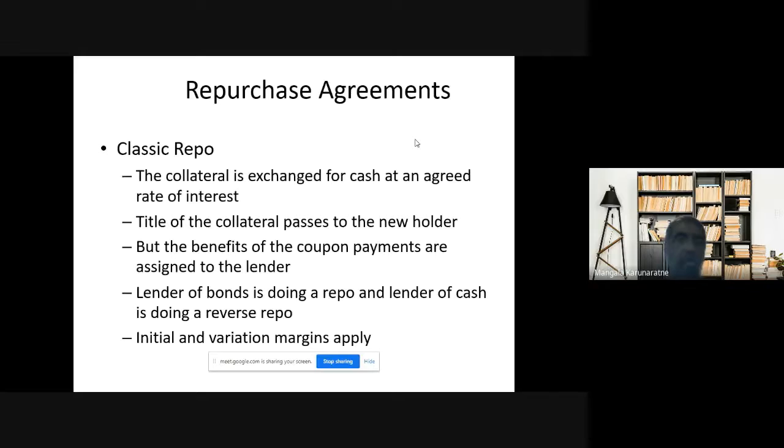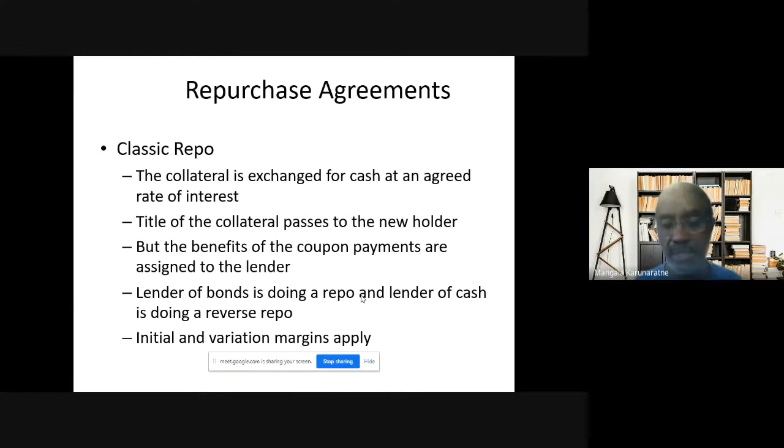Now if we go to the fourth point first, it will be easier for you to understand the rest. The lender of bonds is doing a repo, and the lender of cash is doing a reverse repo. So repos and reverse repos are two sides of the same transaction.